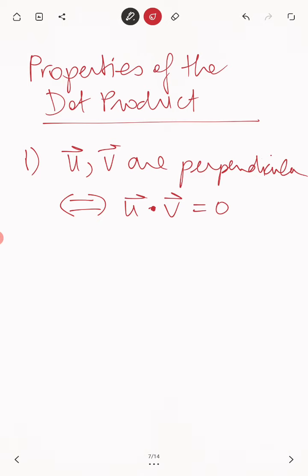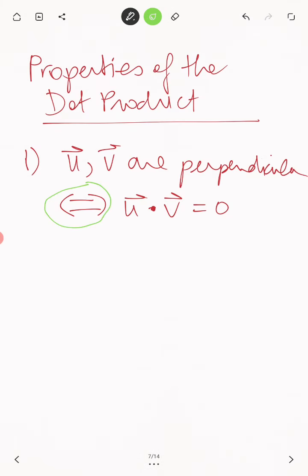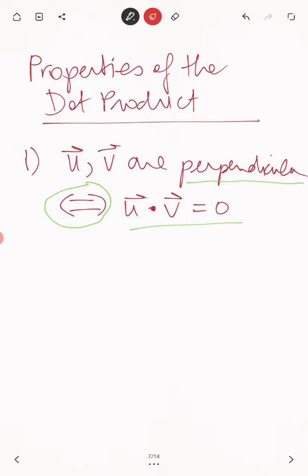So this double-headed arrow here, I just want to make clear what this is about. This double-headed arrow means that it works in both directions. So it means that if we know that u and v are perpendicular vectors, then we also know that their dot product will be 0. And likewise, if we know that their dot product is 0, then we know that the vectors are perpendicular. So it's going to turn out to be a really important property in the application of dot product that we're going to see in the next section.